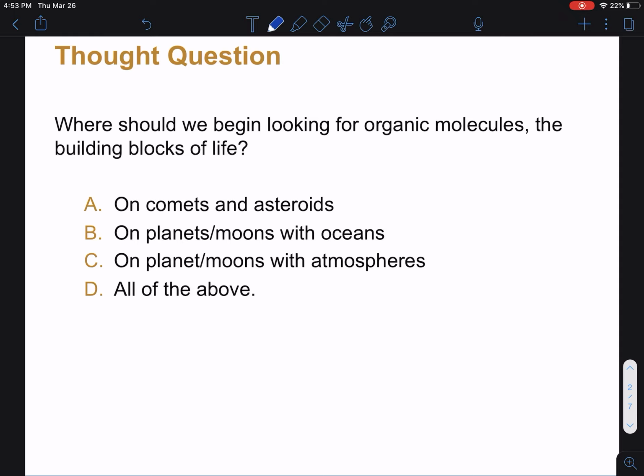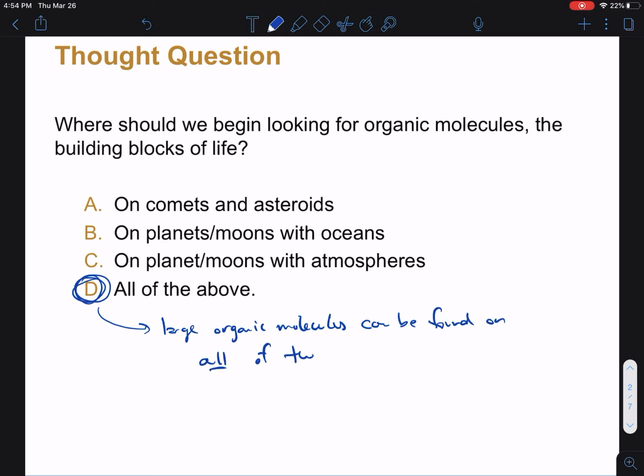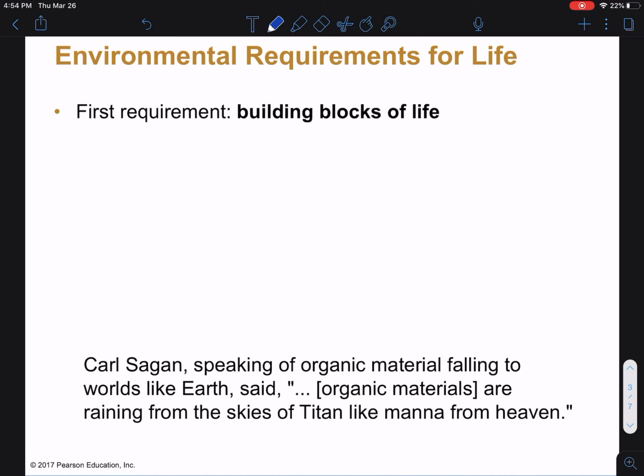All right, so the correct answer here is all of the above. We see large organic molecules everywhere in the solar system. They can be found on all of these bodies. And remember, these organic molecules are the building blocks of life. So this is our first requirement as we look around the solar system, the first thing we're looking for.